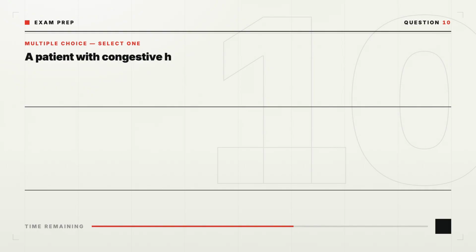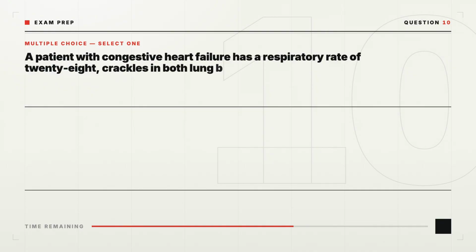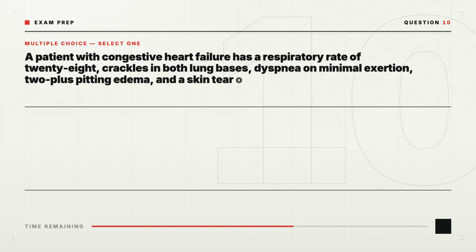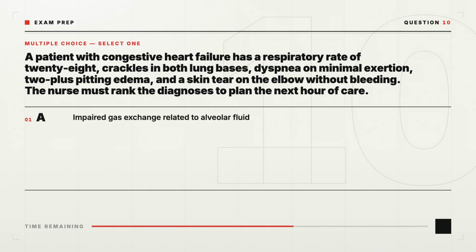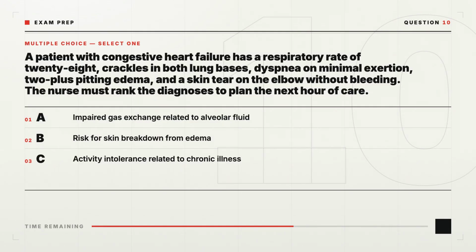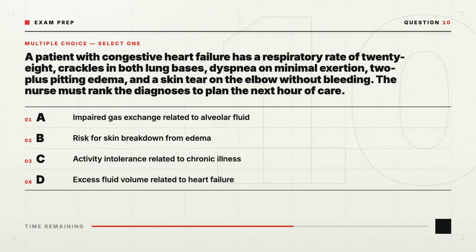Question 10. A patient with congestive heart failure has a respiratory rate of 28, crackles in both lung bases, dyspnea on minimal exertion, 2+ edema, and a skin tear on the elbow without bleeding. The nurse must rank the diagnoses to plan the next hour of care. Your options are: A. Impaired gas exchange related to alveolar fluid. B. Risk for skin breakdown from edema. C. Activity intolerance related to chronic illness. D. Excess fluid volume related to heart failure. Take a second. Which answer would you pick?